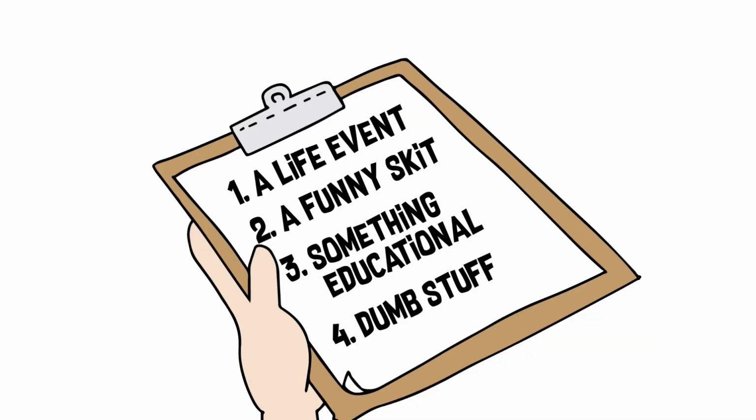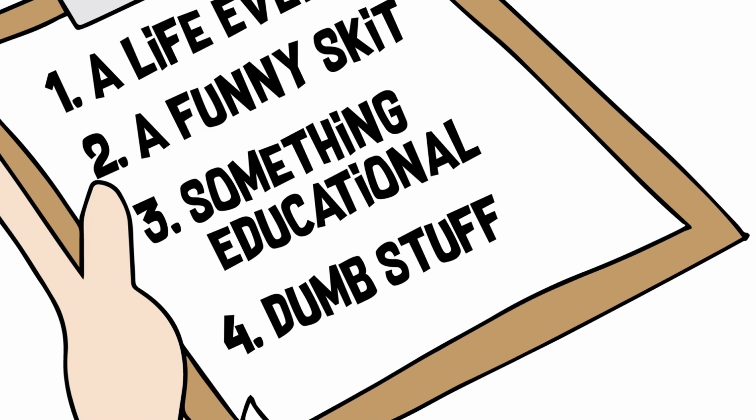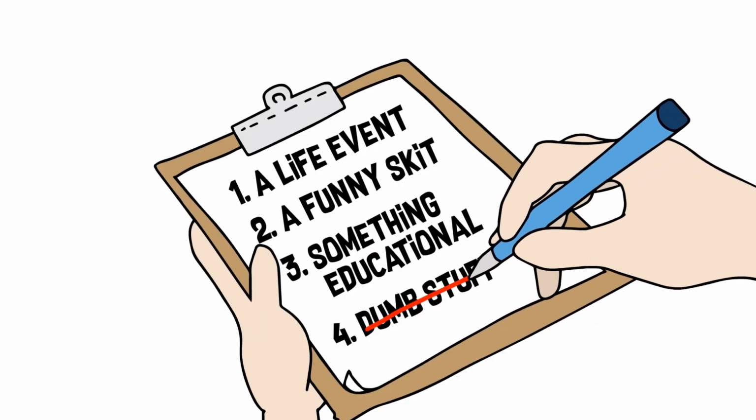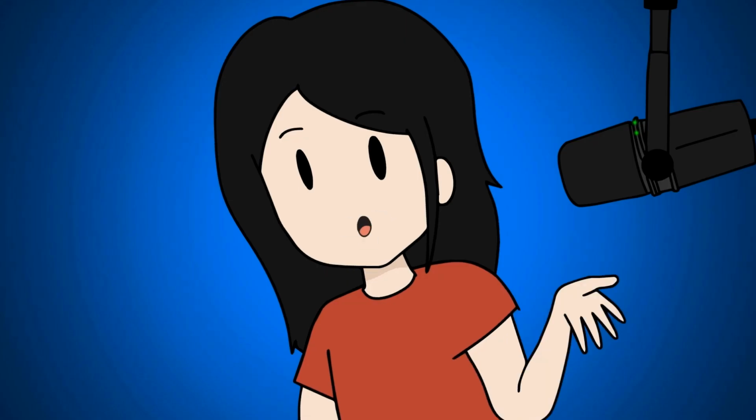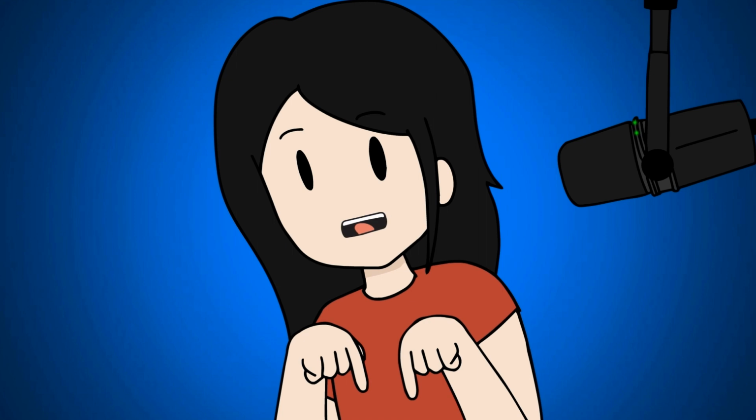A life event? A funny skit? Educational topics? Dumb stuff? Wait, dumb stuff? Might want to stay away from that. There's plenty to talk about within the other three. Once you've identified the type of style you want to go for, it's time to work on the script.